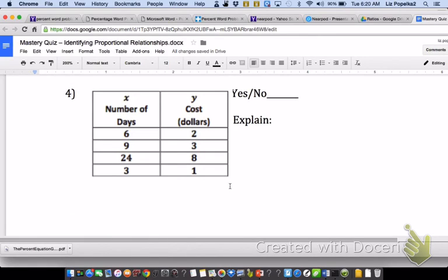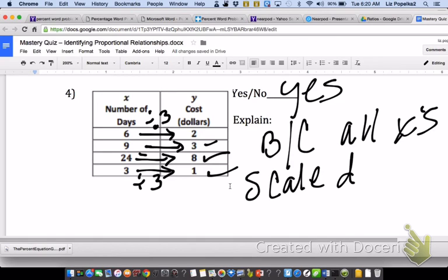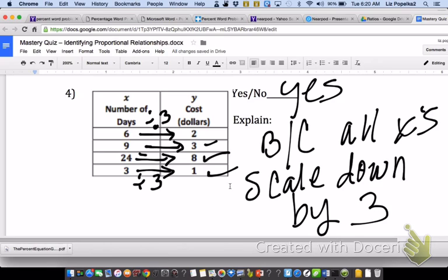Last but not least, I think for this one, the easiest way to do it is just to see how I'm scaling down. From 6 to 2, I would have to divide by 3 in order to scale down. So this is a proportional table as long as I scale down by 3 all the way down. So let's see. 9 divided by 3 is in fact 3. 24 divided by 3 is 8. And 3 divided by 3 is 1. So I would say yes because all x's scale down by 3.